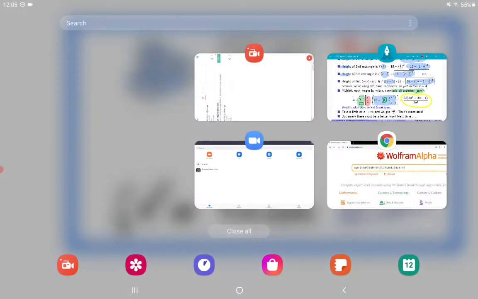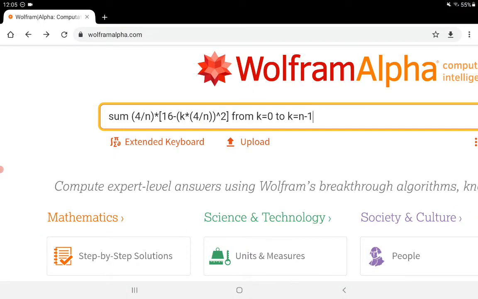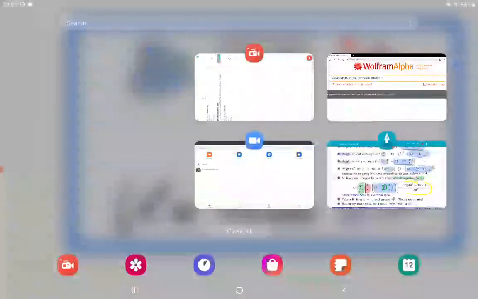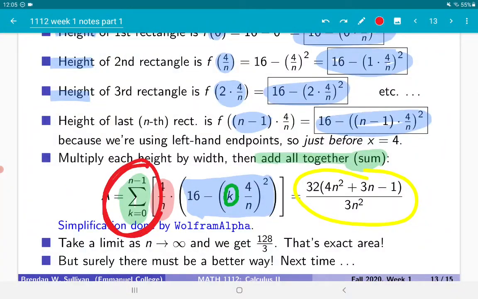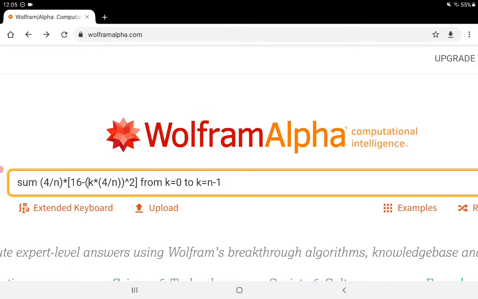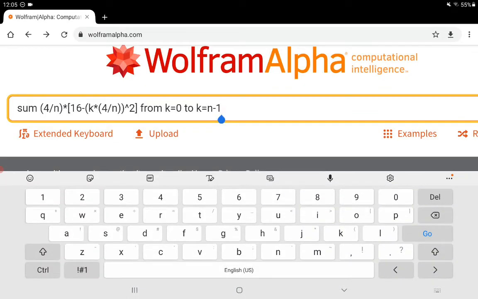And so if you see over here, I've just been careful with my brackets and parentheses to say those big brackets. And you can see how they're highlighted in green right there, which is kind of nice. It's highlighting all of that stuff inside is 16 minus, and then again, there's k times 4 over n highlighted in green all inside those parentheses. That part is all squared. And then to indicate the summation limits from 0 to n minus 1, I can just type in words from k equals 0 to k equals n minus 1.